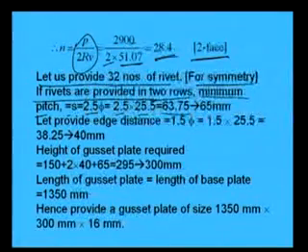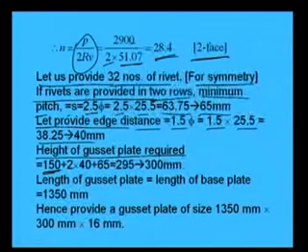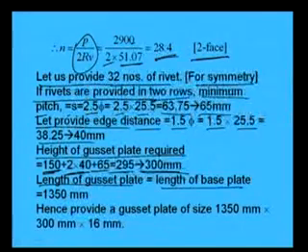Now, let us provide edge distance of 1.5 d, that is 1.5 into 25.5, so that is becoming 40. So height of gusset plate can be found, angle length, that is 150 plus 2 into 40 plus 65, right, 65 is the minimum pitch. So 295. So let us provide 300. So height of gusset plate is also decided. Now, length of gusset plate is equal to length of base plate, that is 1350 millimeter. So let us provide a gusset plate size of 1350 by 300 by 16 mm.